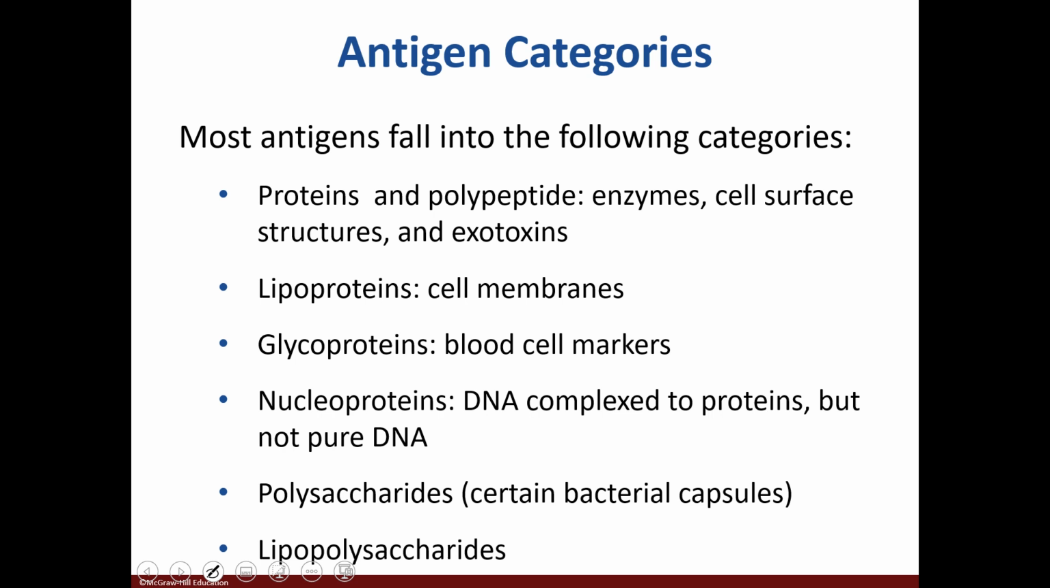There are different categories of antigens. Proteins include enzymes and exotoxins. Lipoproteins found on cell membranes of bacteria are considered antigens. They also include blood cell markers, nucleoproteins, capsules, and the LPS layer of gram-negative bacteria.